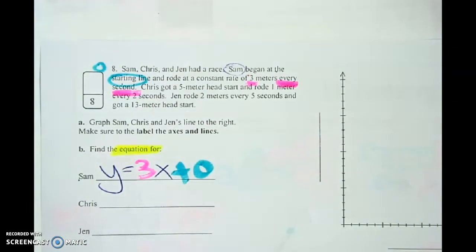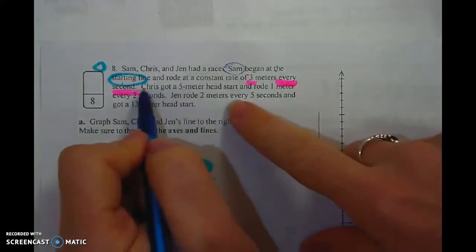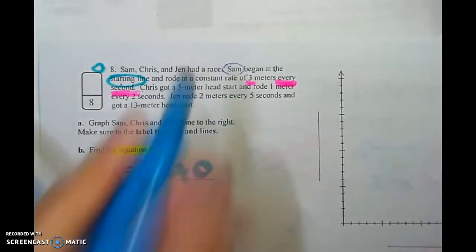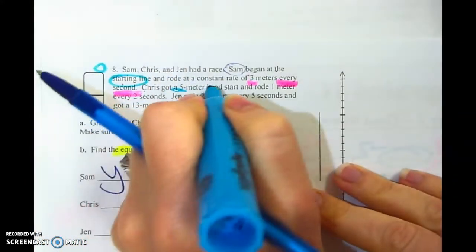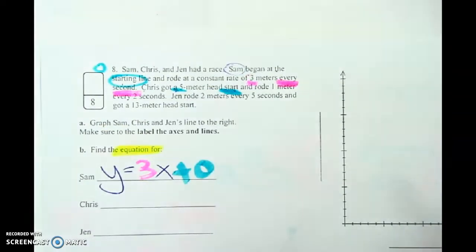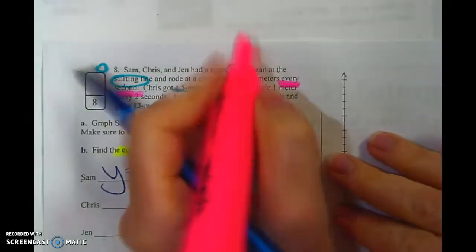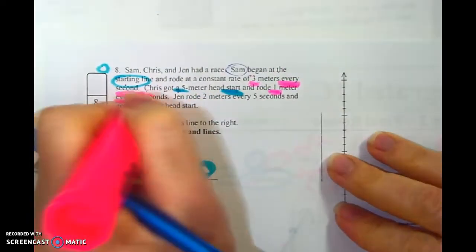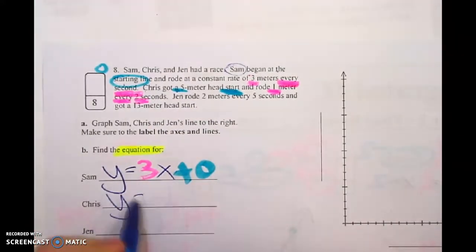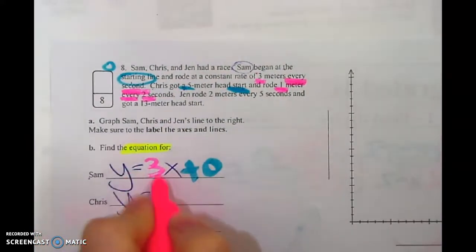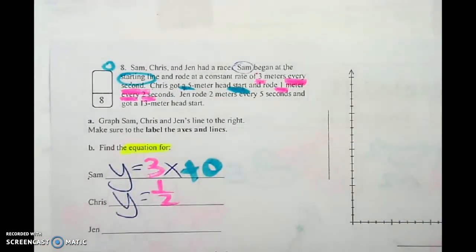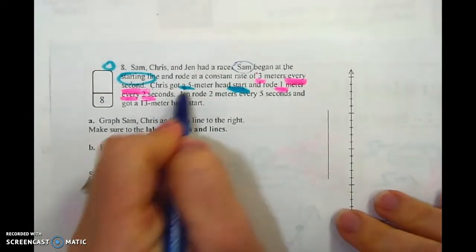Okay, let's go to the next one. Chris. Chris got a 5-meter head start, so 5 is my start, and rode 1 meter every 2 seconds. So y equals 1 over 2 x plus 5.